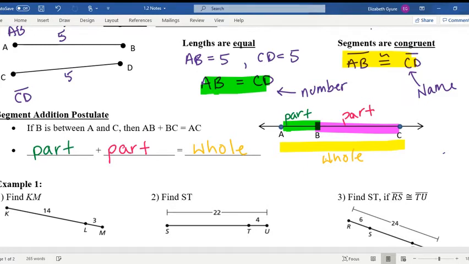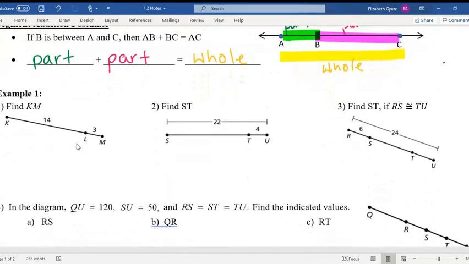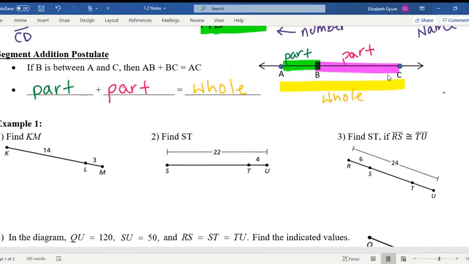And you'll hear me say that a lot. Part plus part equals whole. So think of it like if you were traveling somewhere and taking a pit stop, right? Maybe the first day you go 50 miles and the second day you go 100 miles. You want a total of 150 miles, right? You take your parts, add it up, make the whole thing.